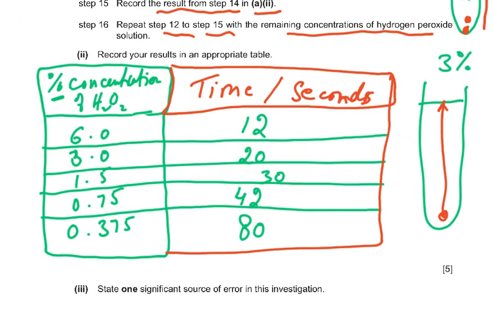Now the question is, what were these 5 marks for? Everybody must know what the 5 marks were for. I'm going to label them in a yellow color. First mark is for this. If you wrote percentage concentration of hydrogen peroxide, you got 1 mark, and you did not write percentage here. If you wrote percentage, you lose that mark. Then the second mark is for time in seconds. You wrote this, you got another mark.